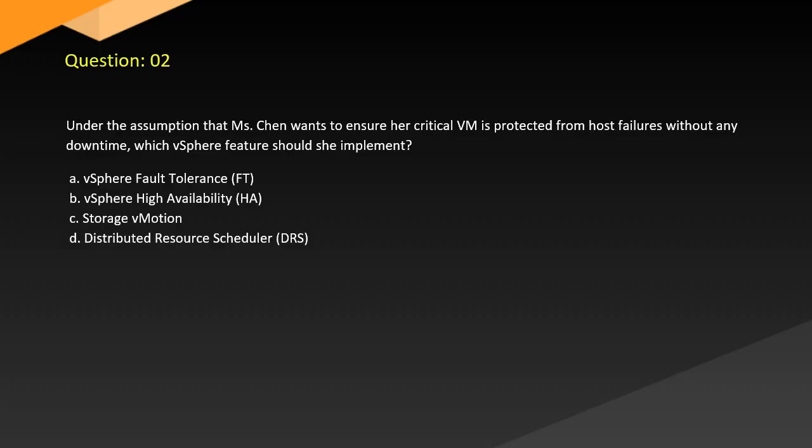Question 2. Under the assumption that Chen wants to ensure her critical VM is protected from host failures without any downtime, which vSphere feature should she implement? A. vSphere Fault Tolerance, FT. B. vSphere High Availability, HA. C. Storage vMotion. D. Distributed Resource Scheduler, DRS.